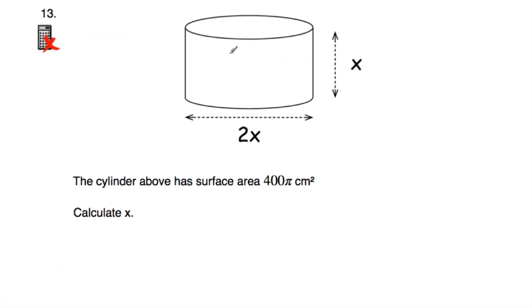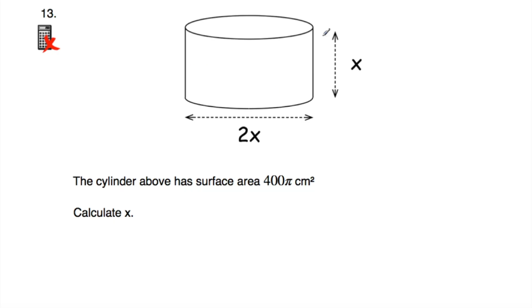Question number 13 says the cylinder above has a surface area of 400 pi centimeters squared, and we've been asked to calculate x. So what I'm going to do is form an algebraic expression for the surface area of the cylinder that we've been given. Then I'm going to put it equal to 400 pi, and then hopefully we can solve that equation and find out what x is.